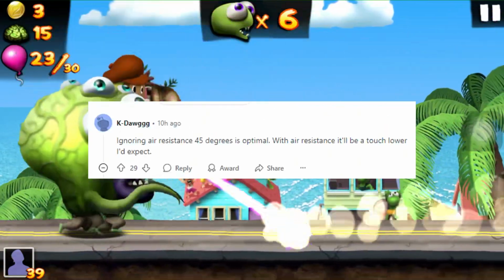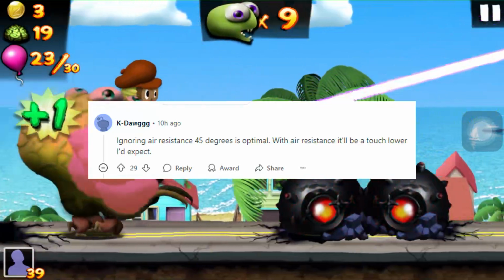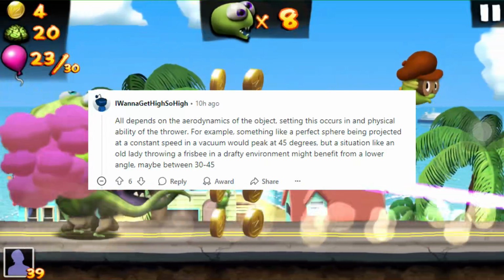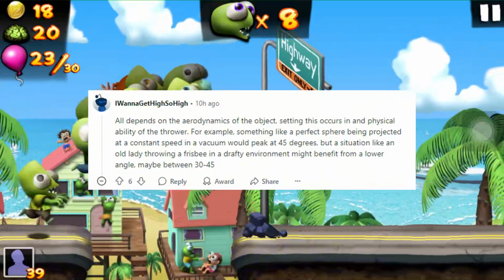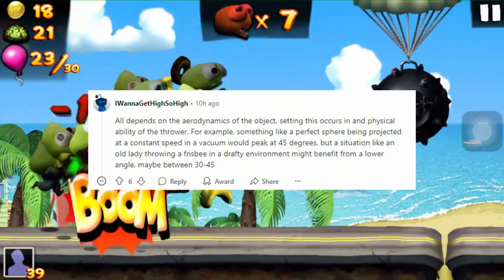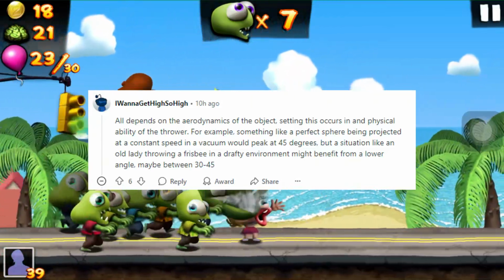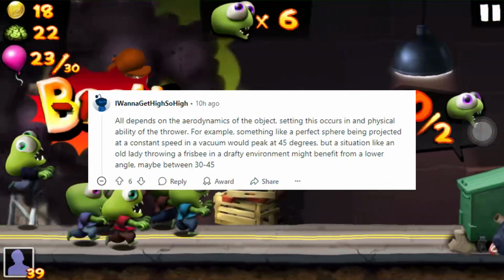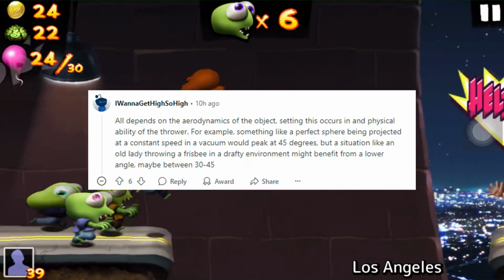Ignoring air resistance, 45 degrees is optimal. With air resistance it'll be a touch lower, I'd expect. It all depends on the aerodynamics of the object, setting this against the physical ability of the thrower. For example, something like a perfect sphere being projected at a constant speed in a vacuum would peak at 45 degrees, but a situation like an old lady throwing a frisbee in a drafty environment might benefit from a lower angle, maybe between 30 to 45.